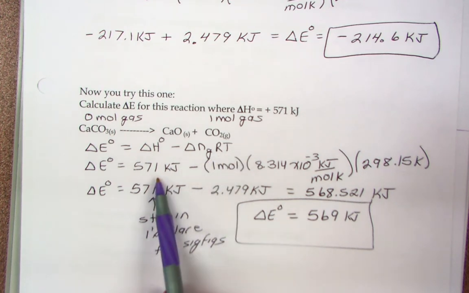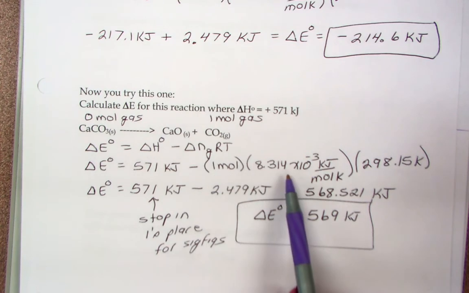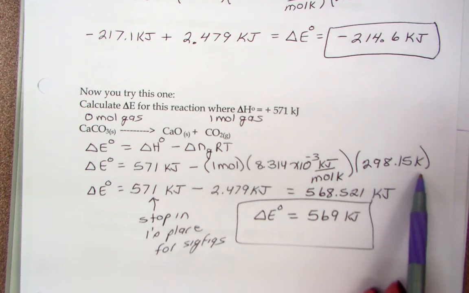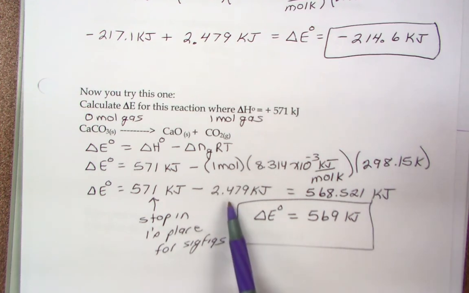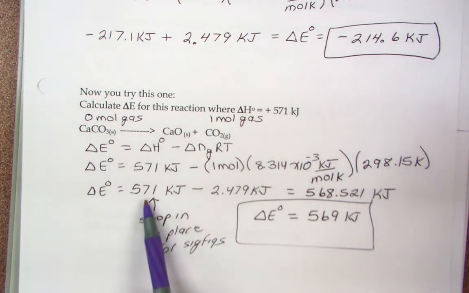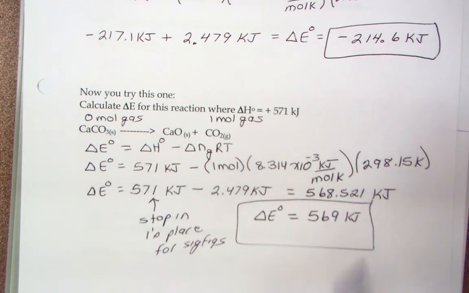So we plug in our delta H. We put in our delta N sub G as 1 mole, changing the units on R from joules to kilojoules per mole Kelvin, and multiplying by the temperature. We have the same nRT here, the absolute value, when we multiply this together. Because this is 571, we have to stop in the ones place for sig figs. So the calculator says 568.521, but we report 569.